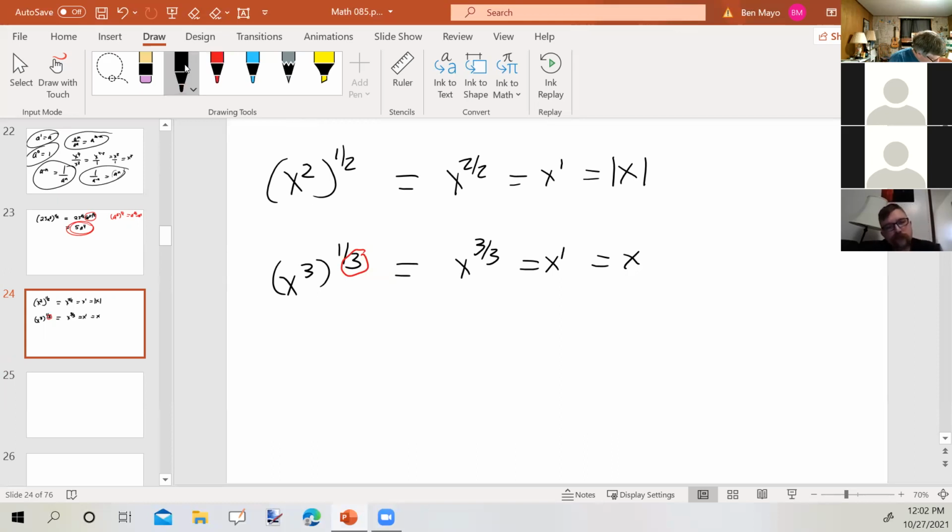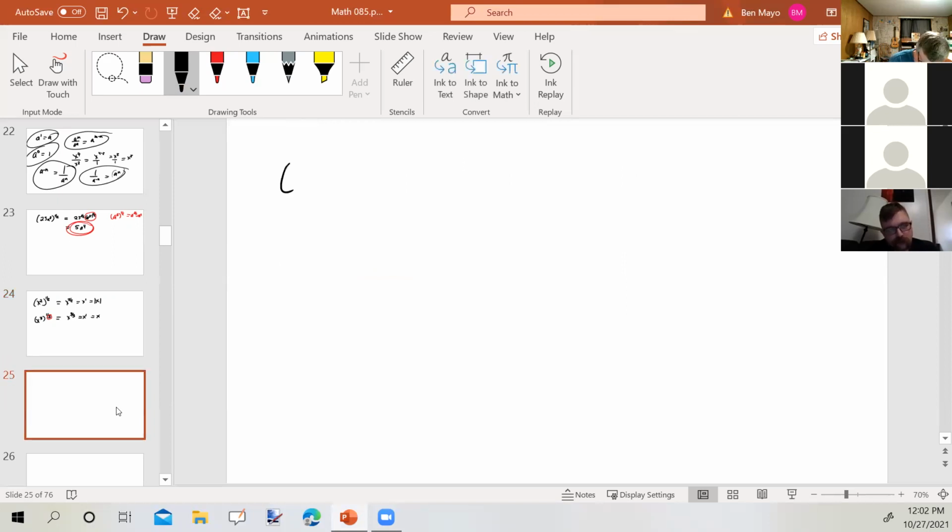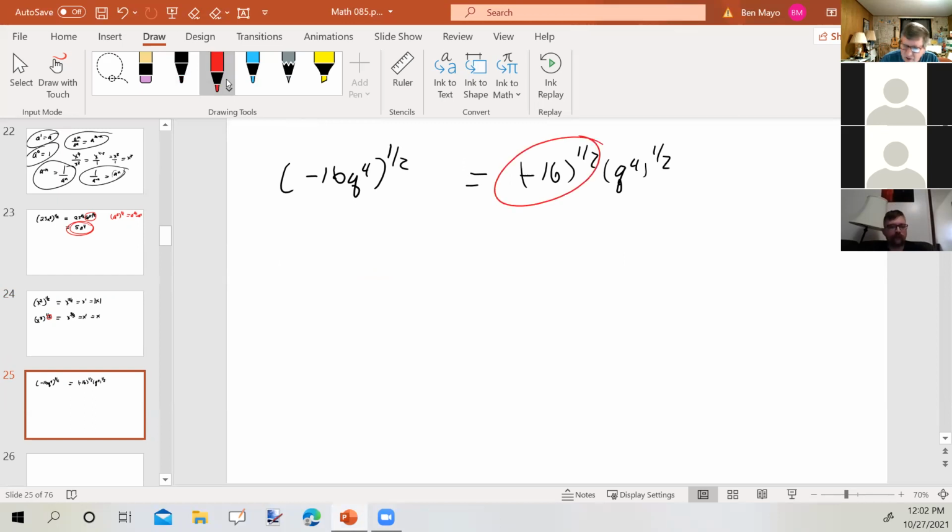How about this one? -16 q to the 4th power to the 1/2 power. So this would be -16 to the 1/2 power, q to the 4th to the 1/2 power. We're already in trouble because you can't take the square root of -16, so this is not real. Okay, it's not real.